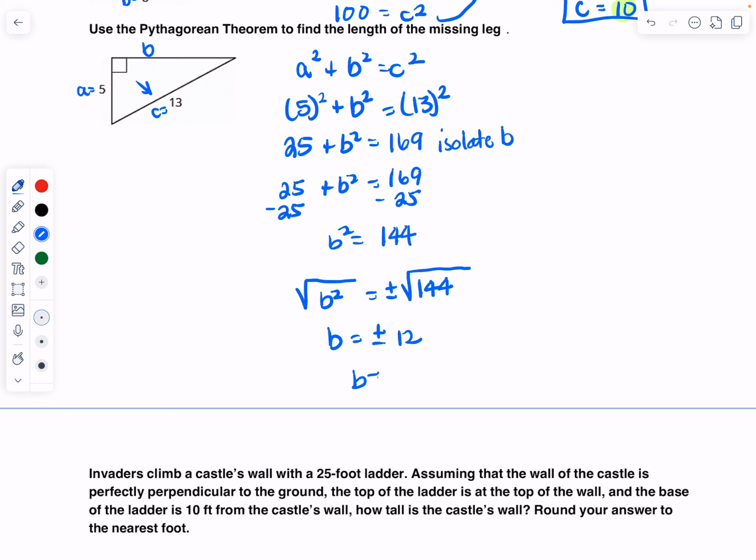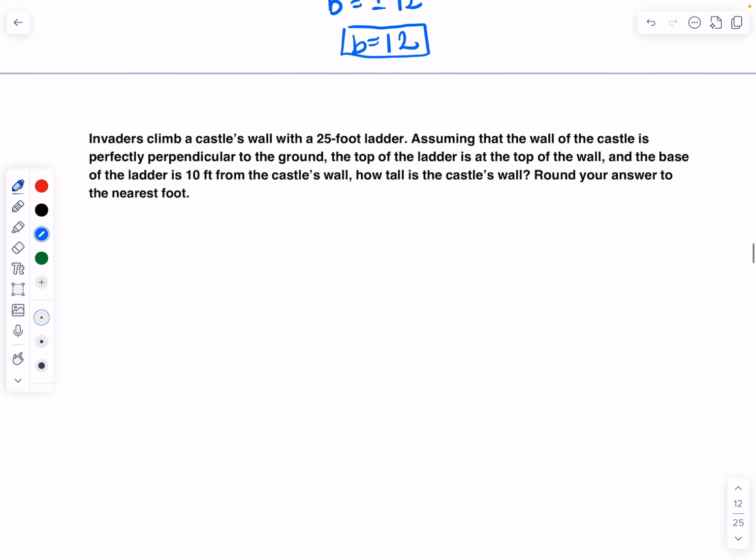So again, I don't need a negative answer because we're talking about the length of a side. So the answer to this is going to be 12. Okay, let's do this next one.